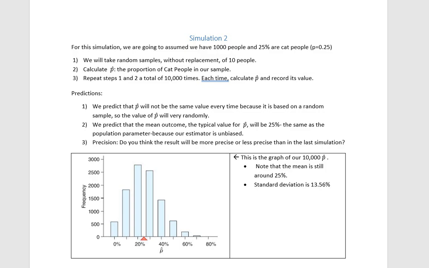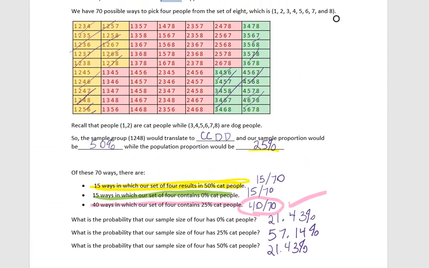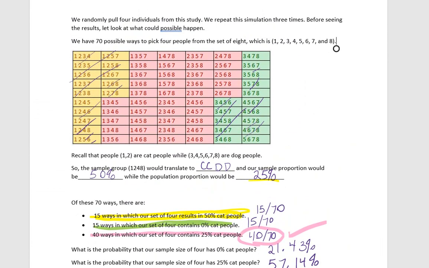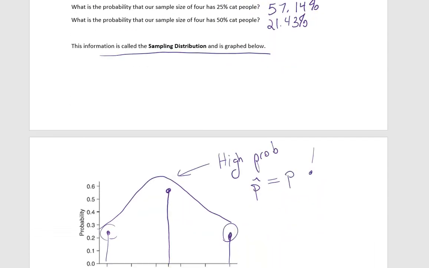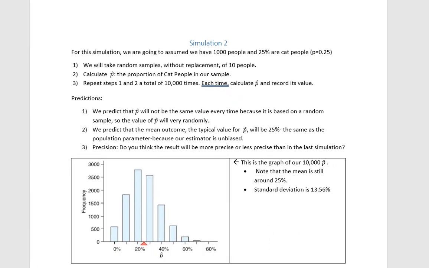So here's the deal. When we only had a population of size 8, you'll remember we already had 70 ways of pulling a group of 4. Okay, if we have a population of 1,000 and we're pulling a sample of 10, there are tons and tons and tons of ways to do that. So we're not going to write out all the different ways.